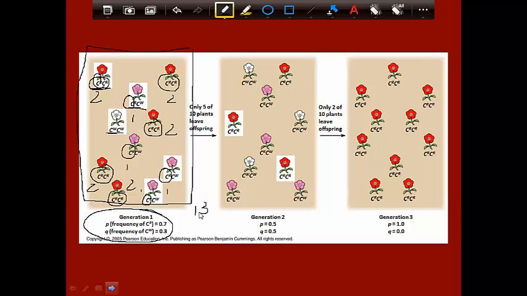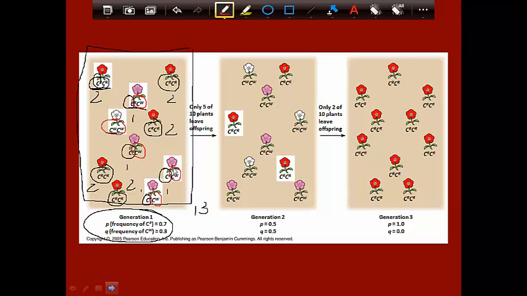But remember, the frequency is the percentage of the whole. So how many total alleles do we have? Well, those 13 plus the ones that I didn't count yet, because they weren't big CR. So we've got one here, 1, 2, 3, 4, 5, 6.